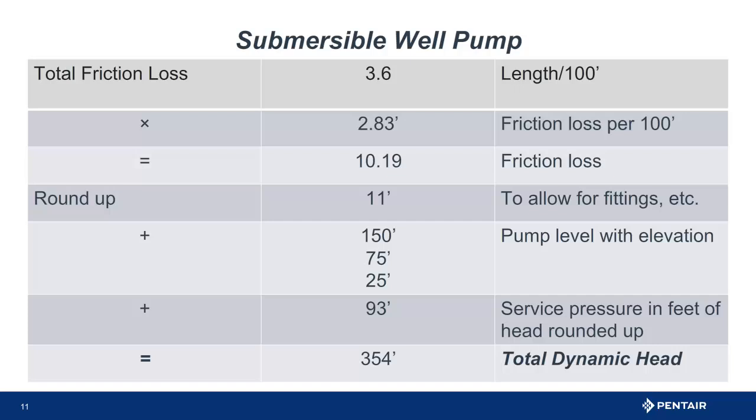Why did I round? Well, one reason is to try to cover the fittings I have not addressed in the system. Second reason is I am not there to inspect the actual system, so I am building a safety margin into the numbers. Now we have the friction losses, let's calculate the rest. We know the water sits at 150 feet, add to that the 75 feet of drawdown, and the 25 feet of elevation. This is the pumping level. Next, we add the average pressure in feet of head. Or 40 times 2.31 rounded up is 93. Totaling these numbers, we get 354 feet of total dynamic head.